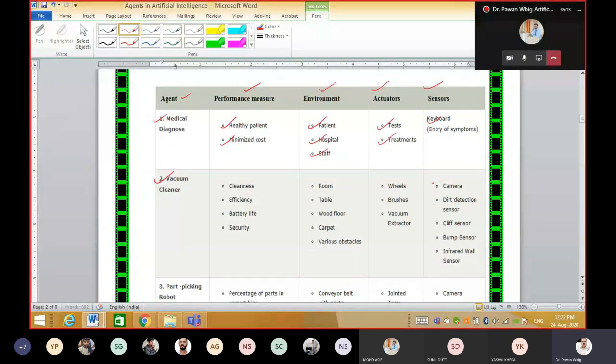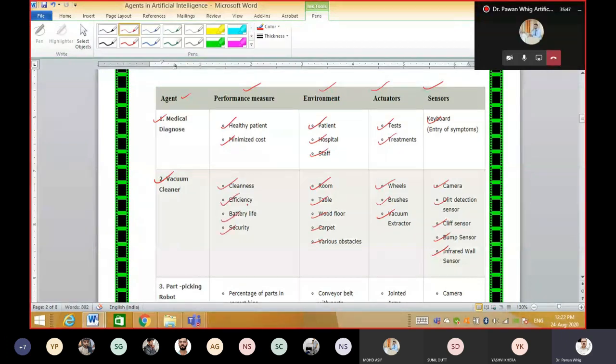First of all, the sensors. In a vacuum cleaner: camera, dirt detection sensor, cliff sensor, bump sensors, infrared wall sensors. Then actuators. Once the vacuum cleaner takes an input from these, there are wheels, brushes, and vacuum extractors. And the environment in which it has to work is the room, table, wooden floor, whatever things are present in the room. Then performance measures: the output can be measured in terms of cleanliness, efficiency, battery life, and security.